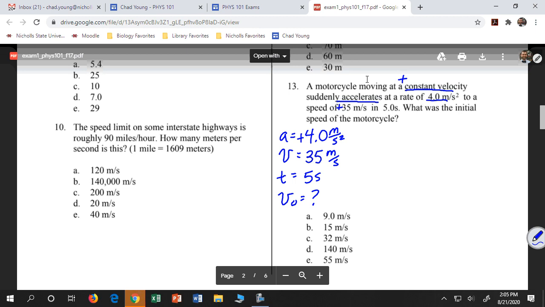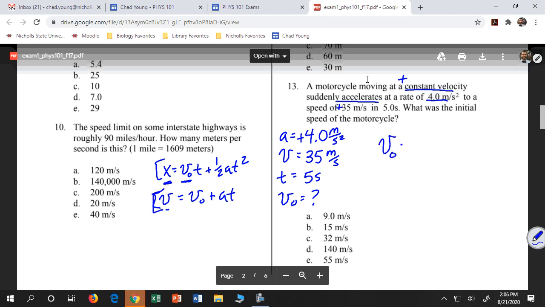Let's think about the equation and what that says. Now there are two equations, x equals v naught t plus 1/2 at squared, and then also v equals v naught plus at. This one has too many unknowns. I don't know x, and I don't know v naught. So let's just look at this one. I know v, I know a, and I know t. So I can use this equation to solve for v naught.